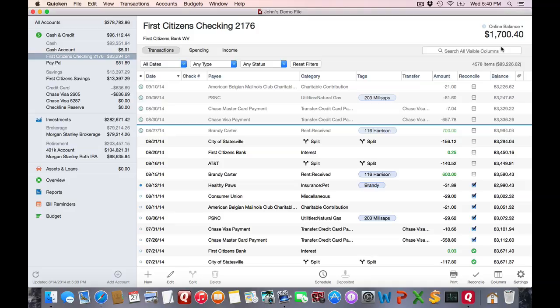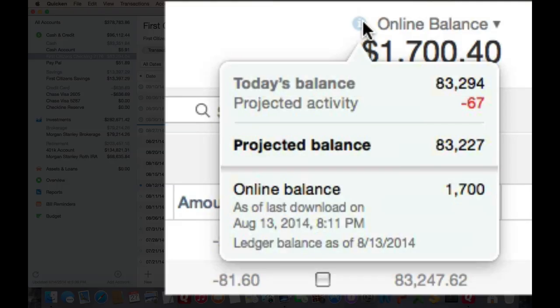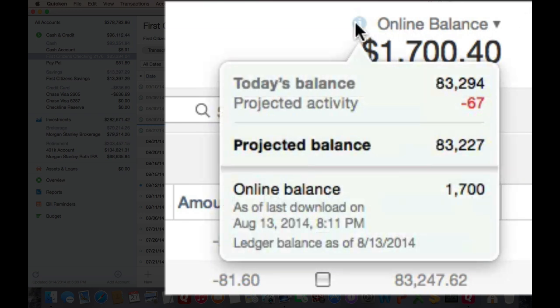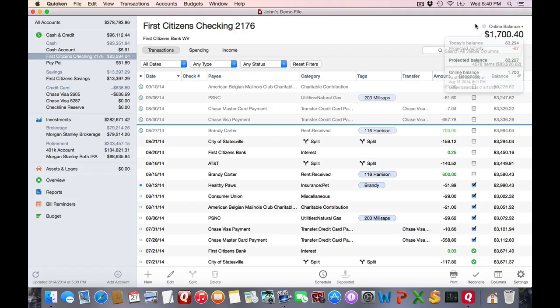Also at the upper right, if you hover over this informational icon, you'll see all three balances displayed. You'll see the today's balance, as it is listed if you manually chose it, and it shows you the calculation of the projected activity. And down below you'll see the online balance and the date that it was acquired. One last thing to note is that this today's balance that I was talking about earlier, those are the numbers that are displayed in the sidebar.